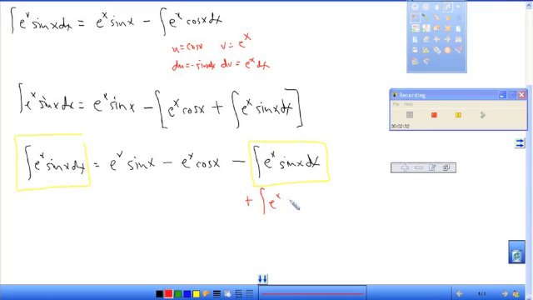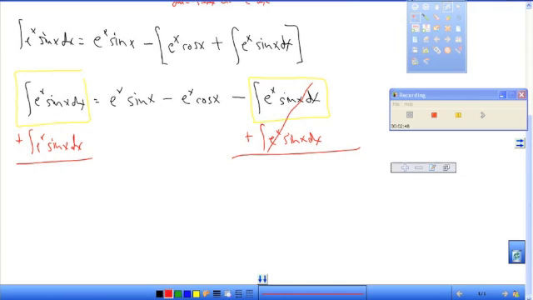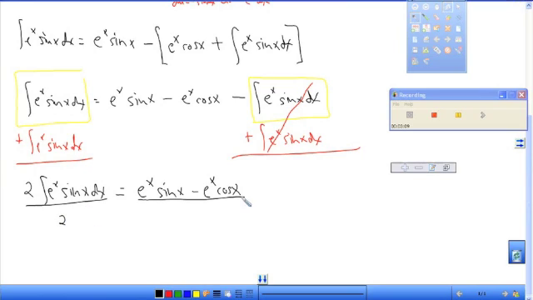So to solve for that integral, I'm going to add the integral of e to the x sine x to both sides. When I do that, on the right side, I'm sorry, those things will cancel. And on the left side, I'm going to have 2 times the integral of e to the x sine x dx equals e to the x sine x minus e to the x cosine x. And so to solve for my original problem, I'm just going to divide by 2.